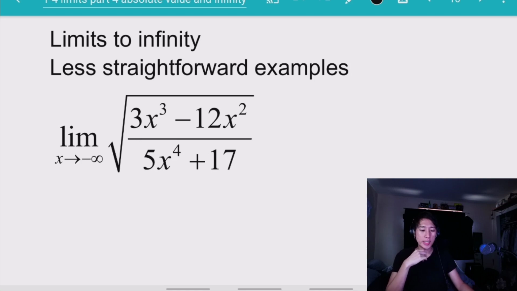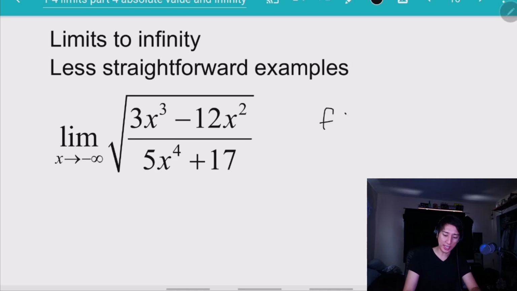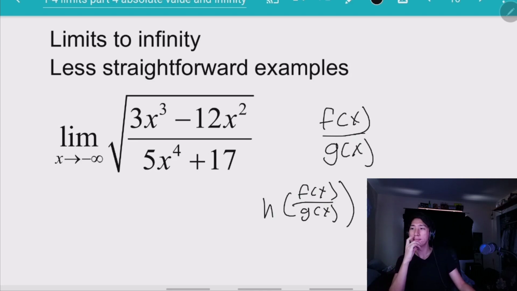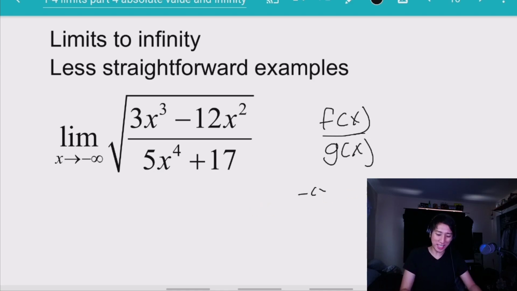Okay, so the reason why this is a little bit different is it's not a standard f of x over g of x anymore, right? What it is really is an h of f of x over g of x. So how are you dealing with the fact that it's all being square rooted? Or is it just kind of like the irritating person at school where you ignore them and pretend that they're not there?